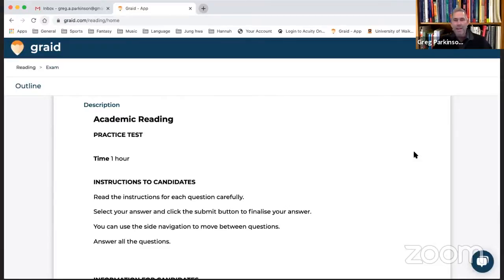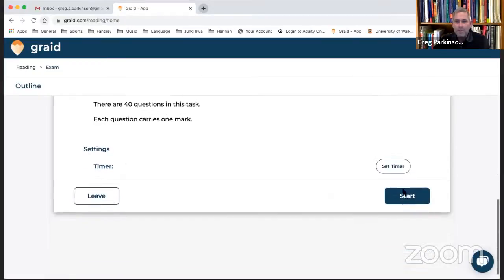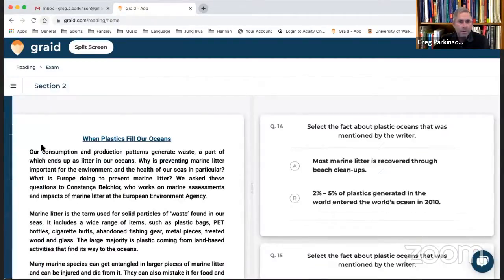So academic reading, very similar. Each section in an academic reading test is very similar to the final section in a general training test. So if you're a grade subscriber watching right now or watching the replay and you're preparing for the general training IELTS test, please watch because this will still be helpful. So let's go through. We're going to work on section 2. So click through.